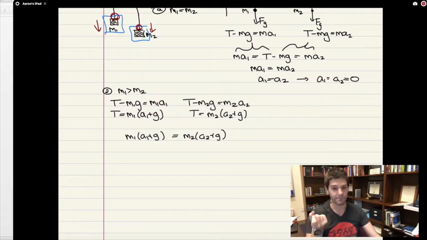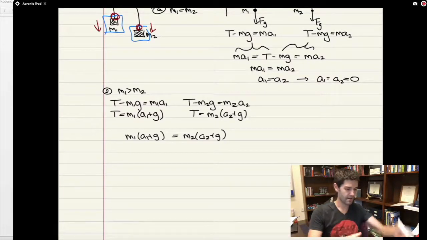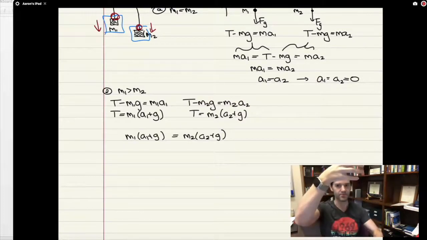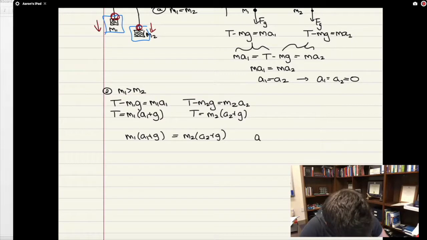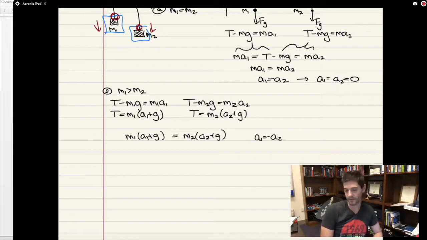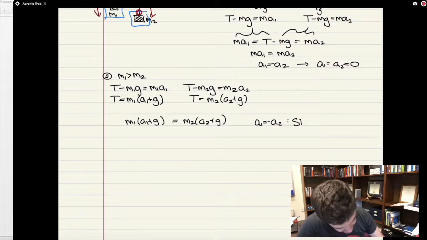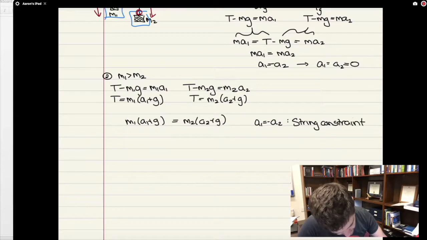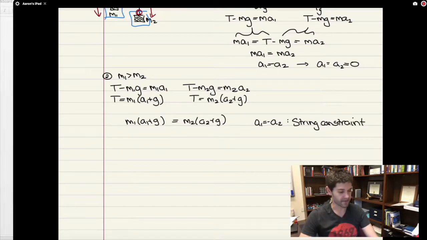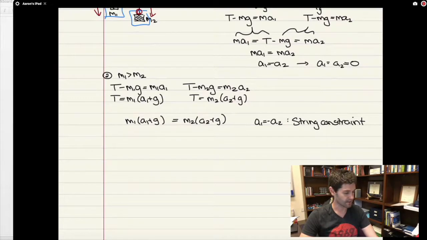So as is often the case when you're dealing with connected objects through strings, if the string allows them to move in opposite directions, there is a connection between their accelerations, where usually their accelerations are equal but opposite in sign. And this we might call the string constraint, perhaps. It reflects the fact that the string is not changing size, so whatever happens on one side of the string must also happen on the other, else the string would grow or compress.